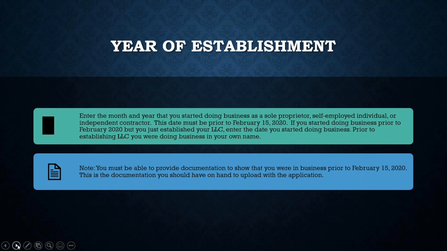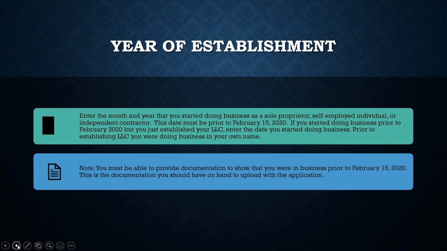The next item, you locate this on your application, the year of establishment. Enter the month and the year that you started doing business as a sole proprietor, self-employed individual, or independent contractor. I want you to be aware this date must be prior to or on February 15th, 2020. If you started doing business after this date, then you don't qualify to apply for the PPP loan.